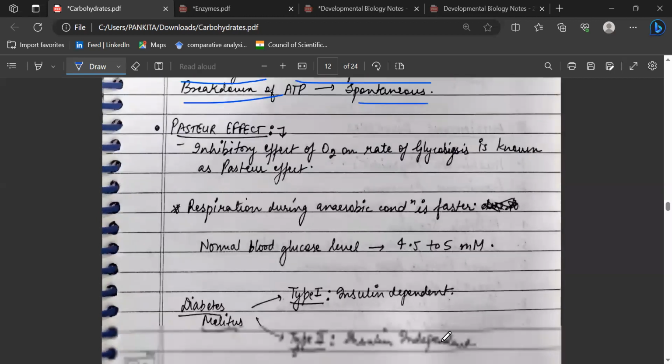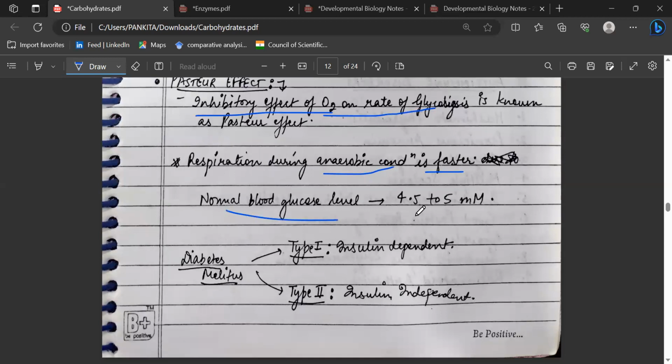Then there comes the Pasteur effect. Pasteur effect is basically the inhibitory effect of oxygen on the rate of glycolysis. How oxygen has an inhibitory effect on the rate of glycolysis, that's known as the Pasteur effect. During anaerobic conditions, respiration is faster. Normal blood glucose level is 4.5 to 5 millimoles.